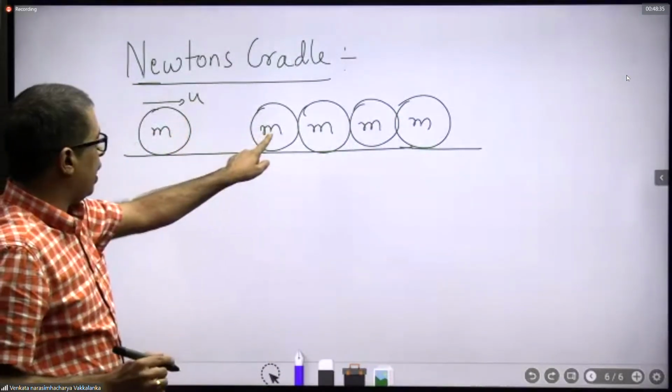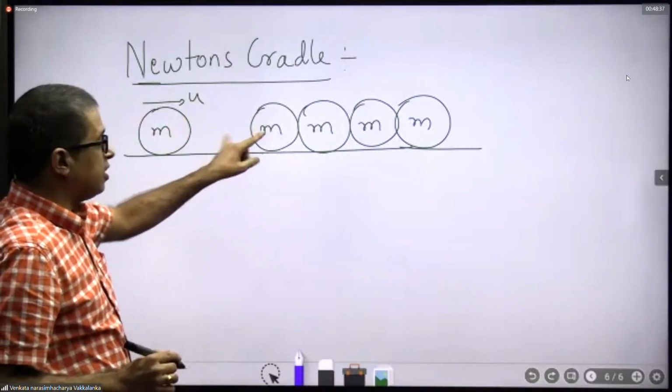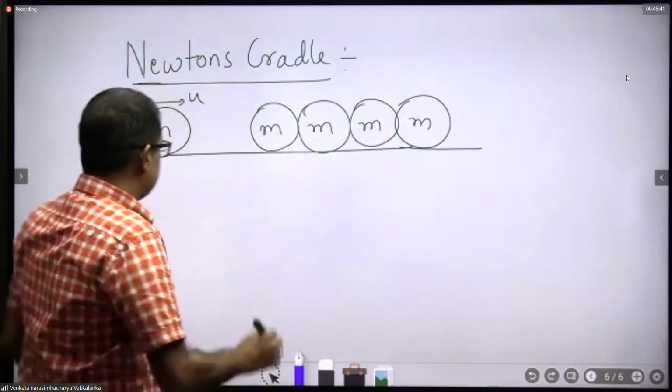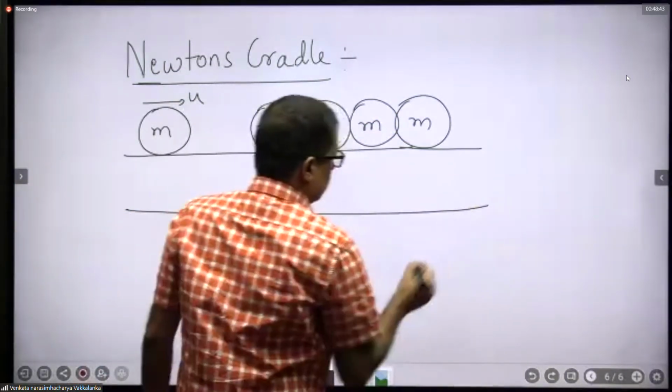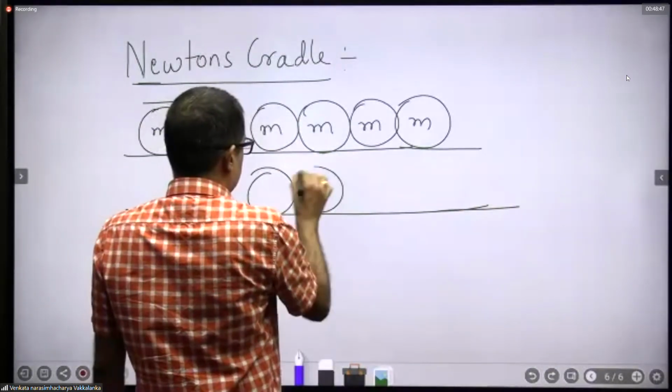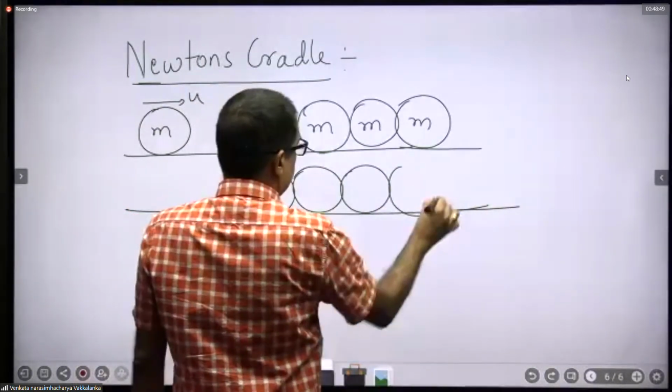So this will collide with this. These both will interchange, perfectly elastic collision, solid spheres. They will interchange their velocities, and what will be the final verdict? 1, 2, 3, 4.